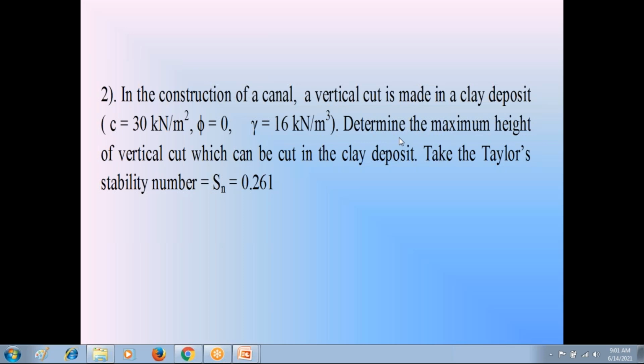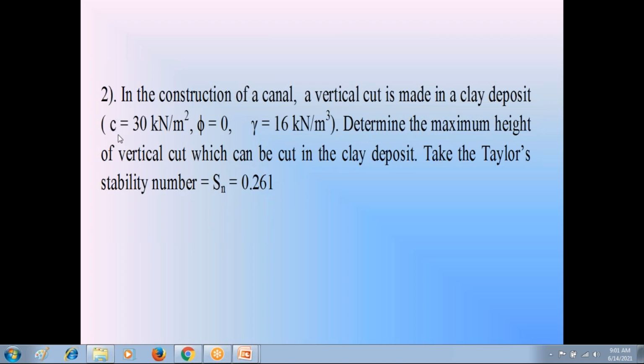In this problem, they have given that the sides of the canal are not sloping sides. The sides of the canal are vertical sides. So find the maximum height of the vertical side of the canal in the clay deposit, so that the vertical side is stable. Calculate the maximum height by using the Taylor stability analysis. They have given the Taylor stability number 0.261.